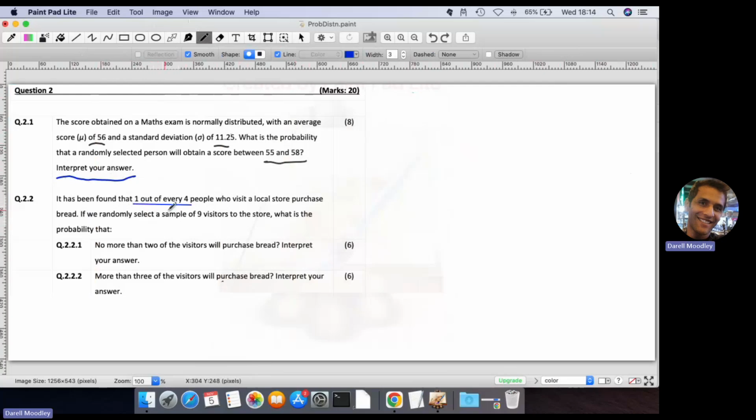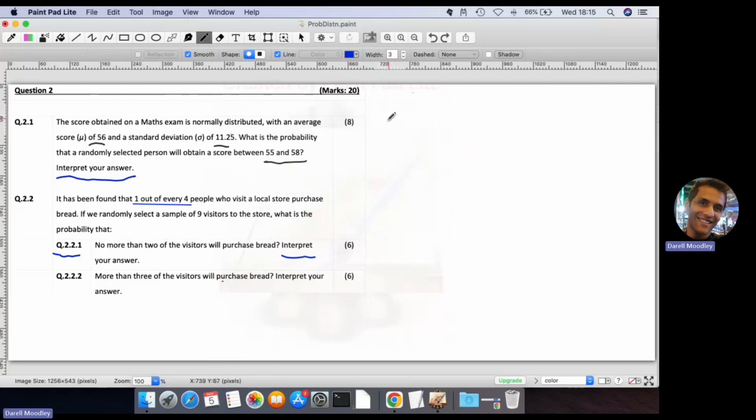If we randomly select a sample of 9 visitors to the store, what is the probability that, let's look at the first question, no more than 2 of the visitors will purchase bread? And interpret your answer. That means provide a statement. All right, so we first need to determine what distribution are we dealing with for question 2.2.